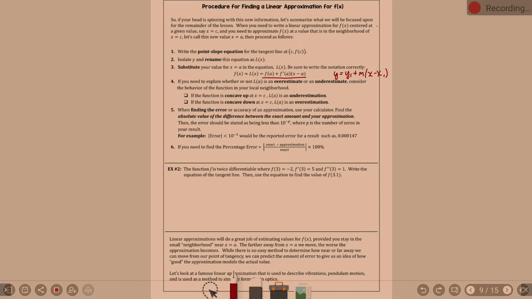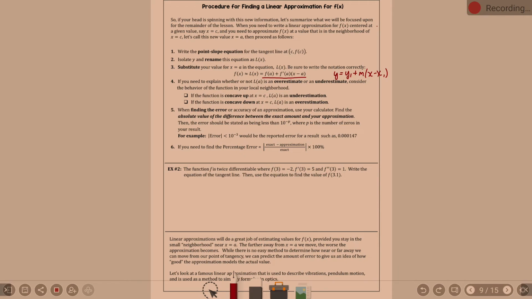Okay, I just talked about underestimate and overestimate, didn't I? So if you need to explain whether or not L of a is an overestimate or underestimate, consider the behavior of the function in your local neighborhood. So consider, there's a reason I talked about concavity here, right? Where is your graph curved? And where is this line in respect to that?